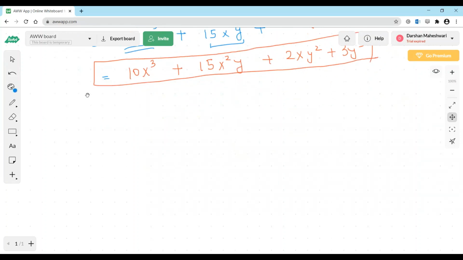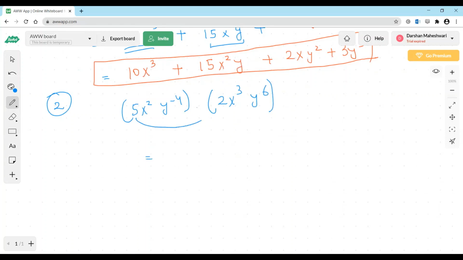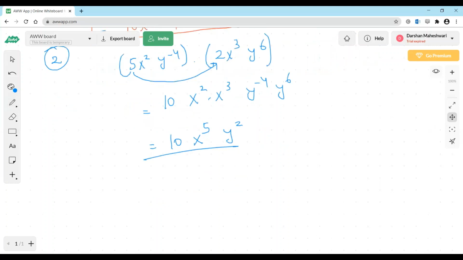All right, let's talk about another example. In example 2, we have 5x square times y raised to the power minus 4 times 2x cube times y raised to the power 6. All the terms are in multiplication. First off, 5 times 2 is 10. Then x square times x cube, then y raised to the power minus 4 times y raised to the power 6. So this will become 10 times x raised to the power 2 plus 3, which is 5, and here 6 minus 4 is 2. So this is the answer.